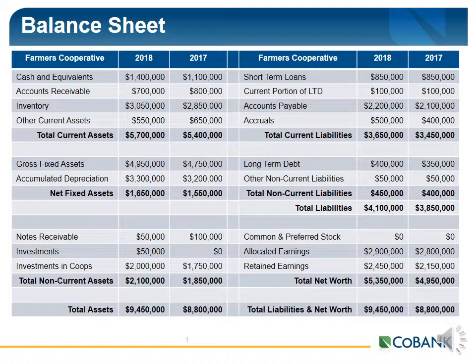Jumping from there, one of the things that really differentiates a co-op balance sheet from a standard, traditional business balance sheet are the non-current assets and the total net worth. So in this balance sheet example, you want to look towards the bottom. On the left side, in the bottom set of numbers, the first one is notes receivable, and underneath that is investments. Then finally is investments in co-ops. The investments in co-ops number is the one thing that's different in co-ops than a lot of other businesses.